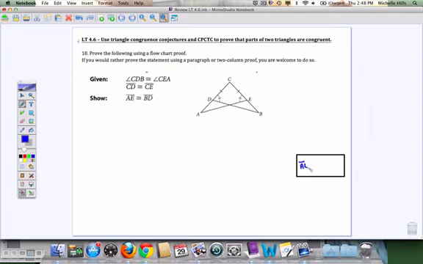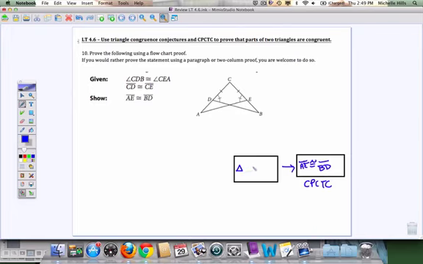Segment AE is congruent to segment BD. Well, the only way I could show that this segment is congruent to this segment is if I know that I have congruent triangles and I use CPCTC. The only way to use CPCTC is to have two congruent triangles before that, because CPCTC stands for corresponding parts of congruent triangles are congruent. So the only way I can say that these parts are congruent is if I know the triangles are congruent.